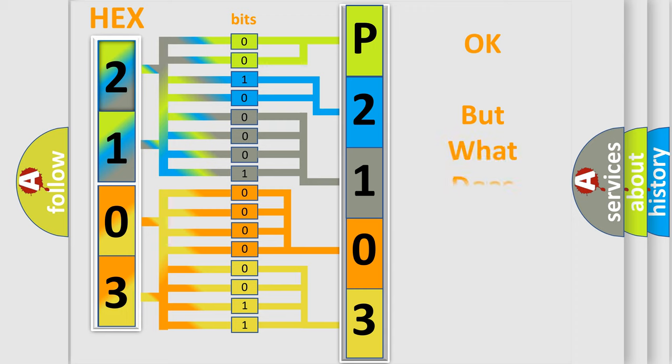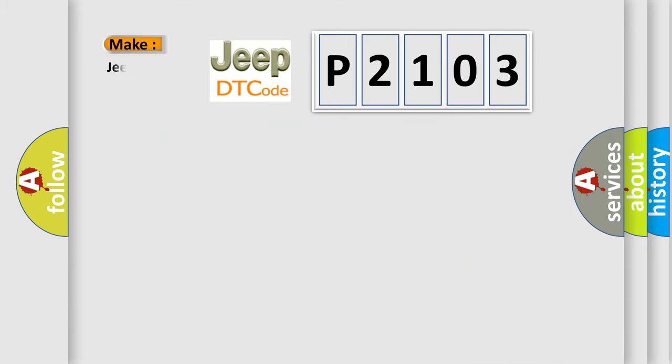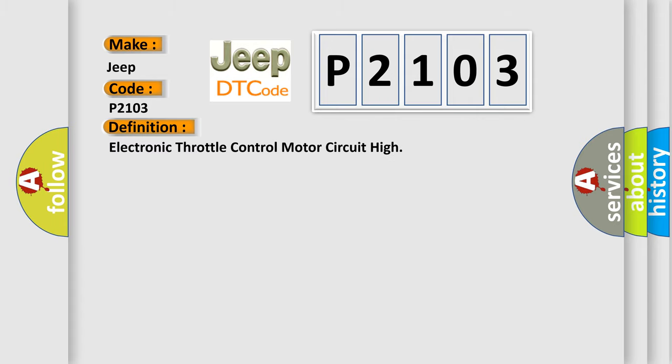The number itself does not make sense to us if we cannot assign information to what it actually expresses. So, what does the diagnostic trouble code P2103 mean specifically for Jeep vehicles? The basic definition is electronic throttle control motor circuit high. And now this is a short description of this DTC code.